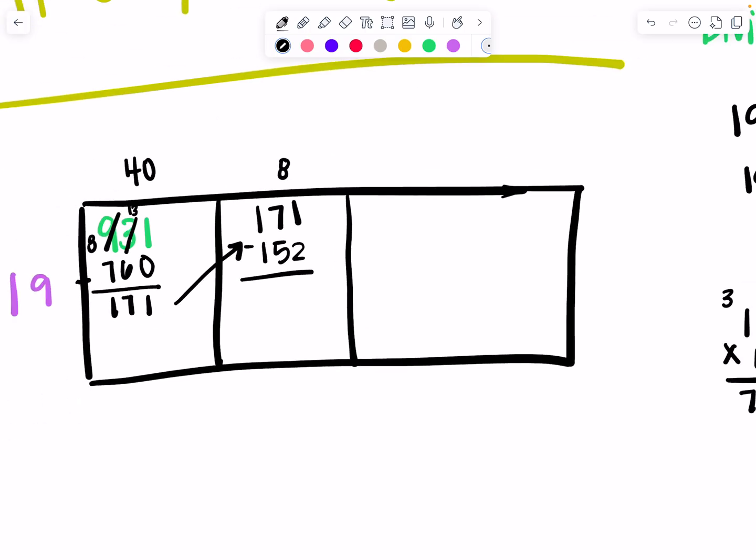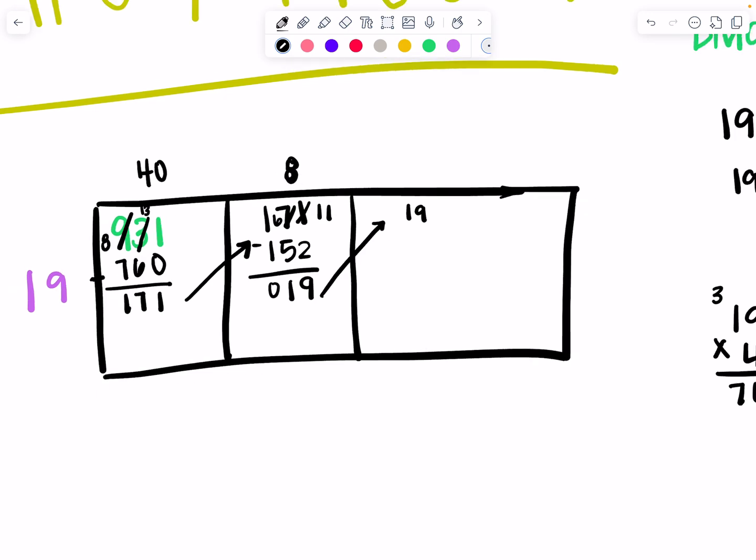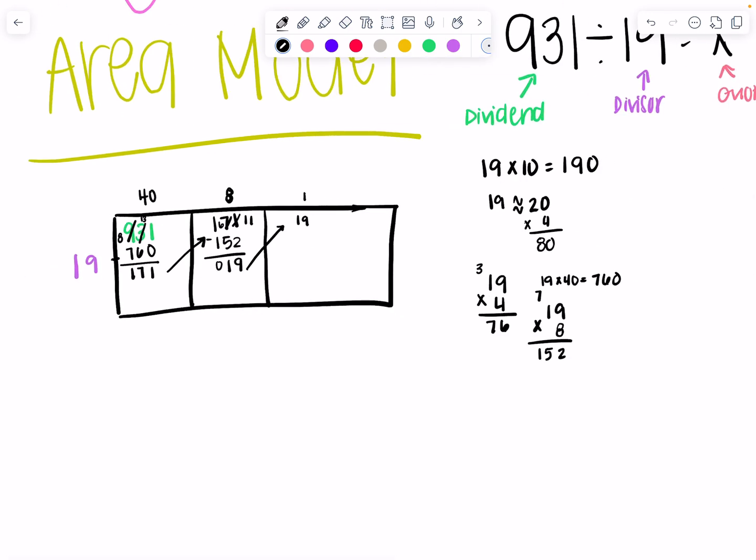1 minus 2 cannot be done. I'm going to have to regroup. 11 minus 2 would give me 9. 6 minus 5 would give me 1. 1 minus 1 would give me 0. I'm going to carry that over. Okay, I have 19. Well, what is my divisor? 19. So I will need to multiply it by 1. Subtract. And I get 0.